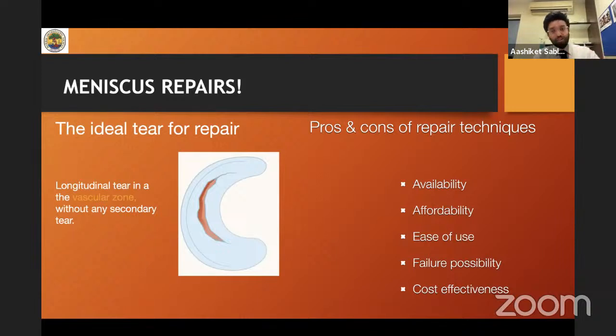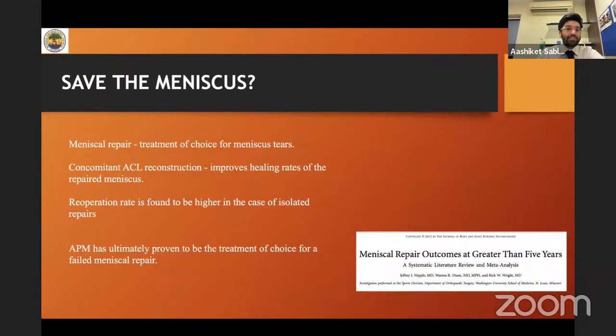I feel the pros and cons of repair techniques go hand in hand with regards to the availability, affordability, ease of use, failure rate, and cost effectiveness. So meniscal repair is no doubt the treatment of choice for meniscus tears. Concomitant ACL reconstruction improves healing rates of the repaired meniscus, but the failure rate for an isolated meniscal repair is somewhere around 43.5%, as shown in this article from 2021.